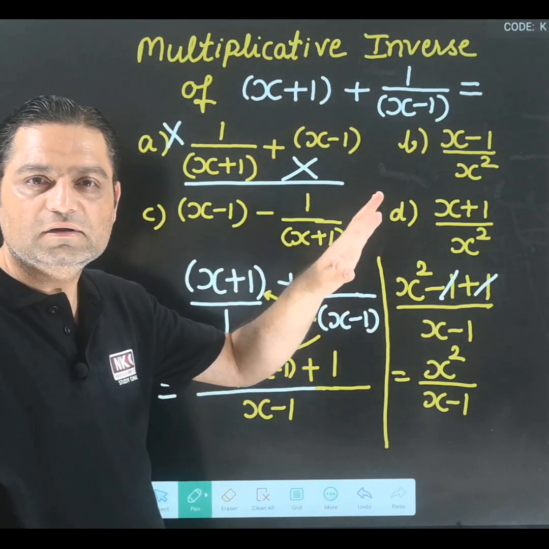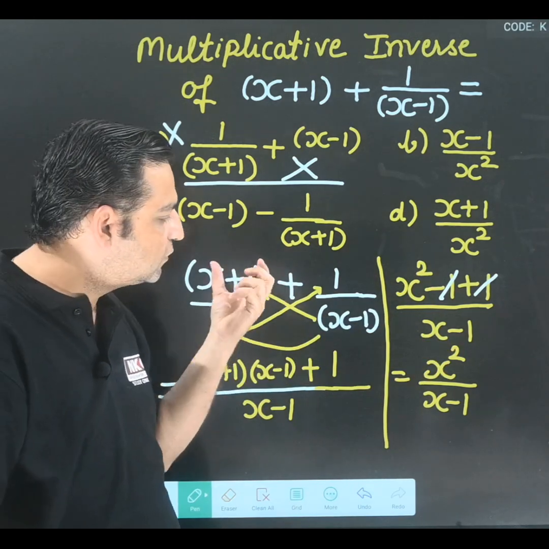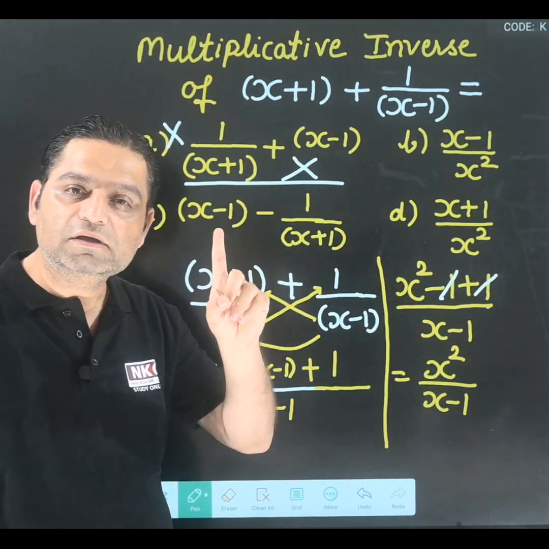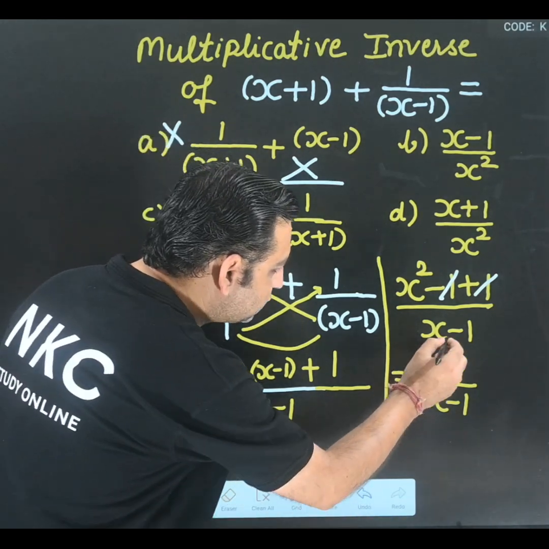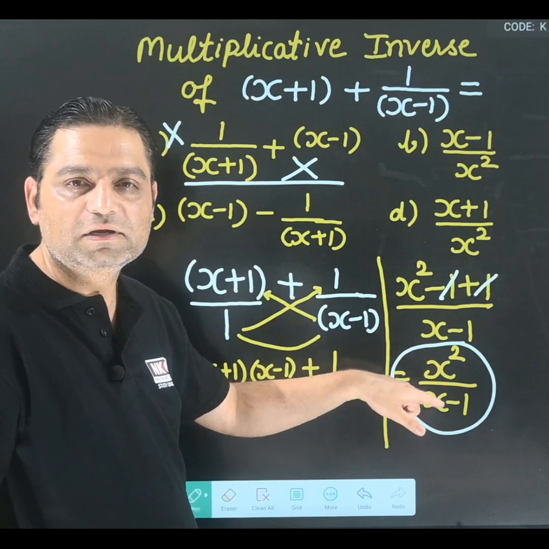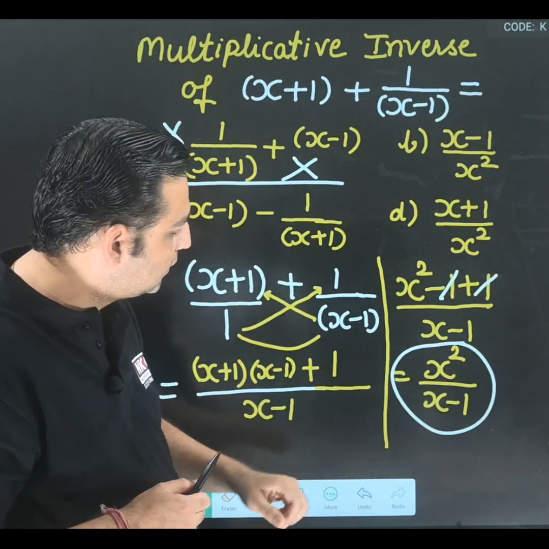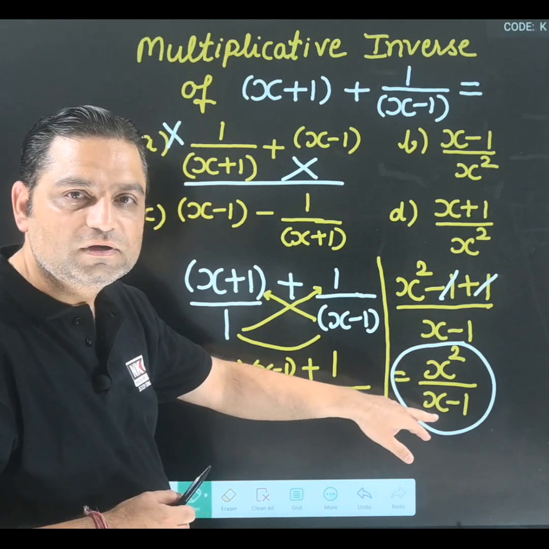This is not the reciprocal done yet. This is not the multiplicative inverse. This is just the simplified form of the given expression. So my given expression is this one. What will be its multiplicative inverse? Just interchange the numerator and denominator. x square upon x minus 1 is there.